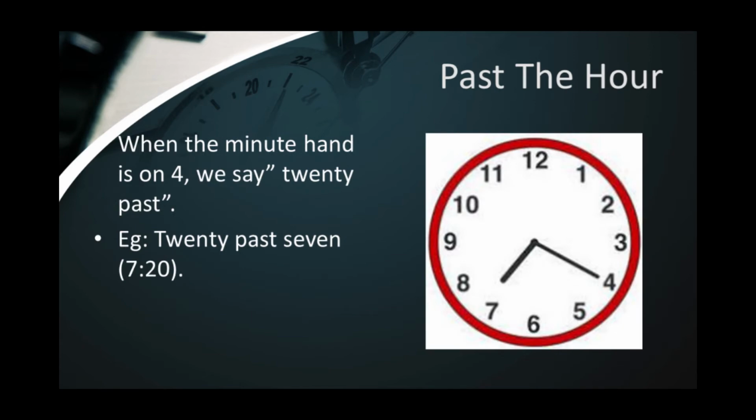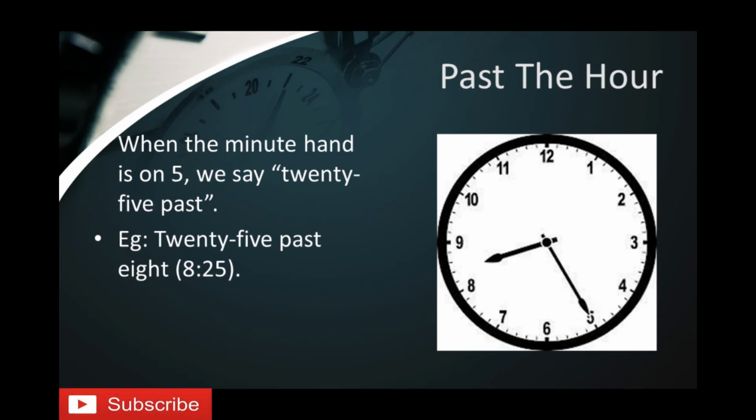When the minute hand is on 4, we say 20 past. For example, 20 past 7. You may also say 7:20. When the minute hand is on 5, we say 25 past. For example, 25 past 8. You can also say 8:25.